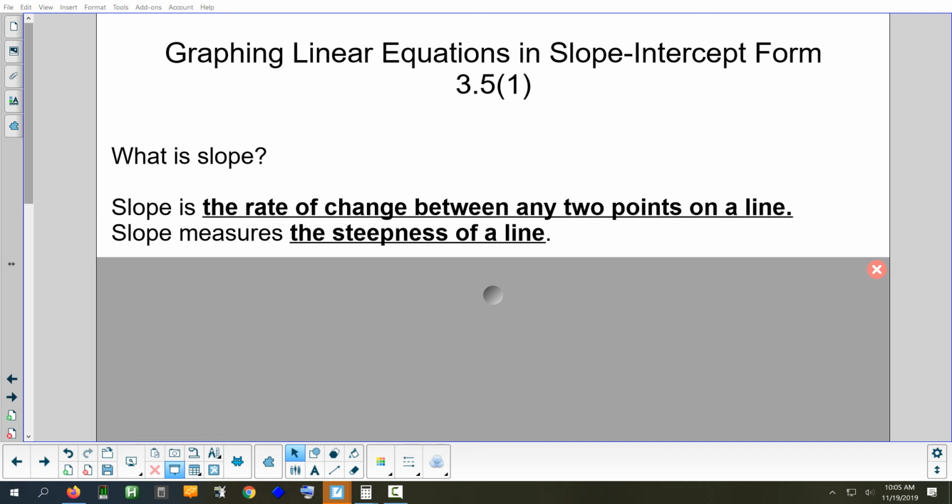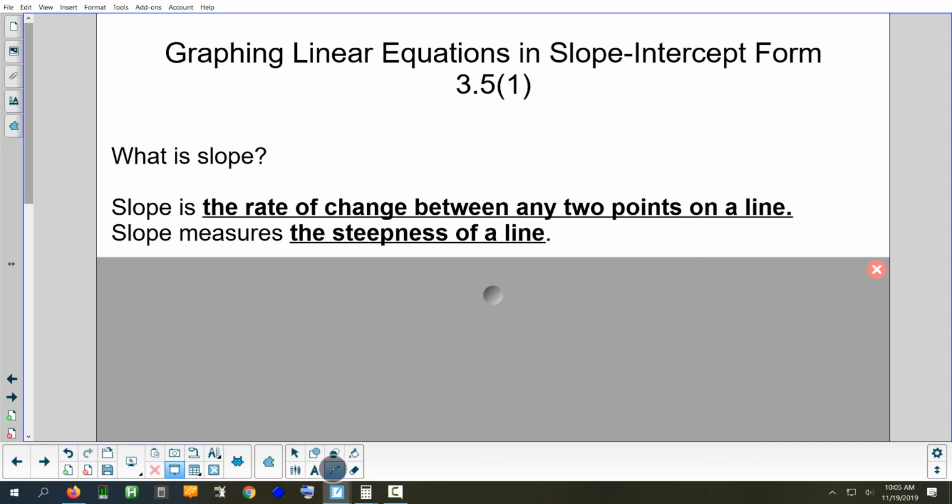So on your guided notes where it says slope is, it's the rate of change between any 2 points on a line. That's the definition of slope. Rate of change between any 2 points on a line. Okay. What you're really measuring when you do slope is steepness. You are measuring how steep something is.